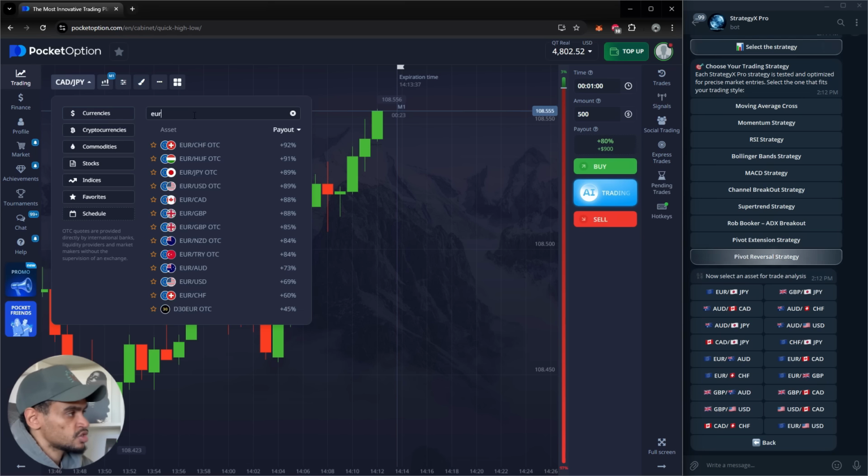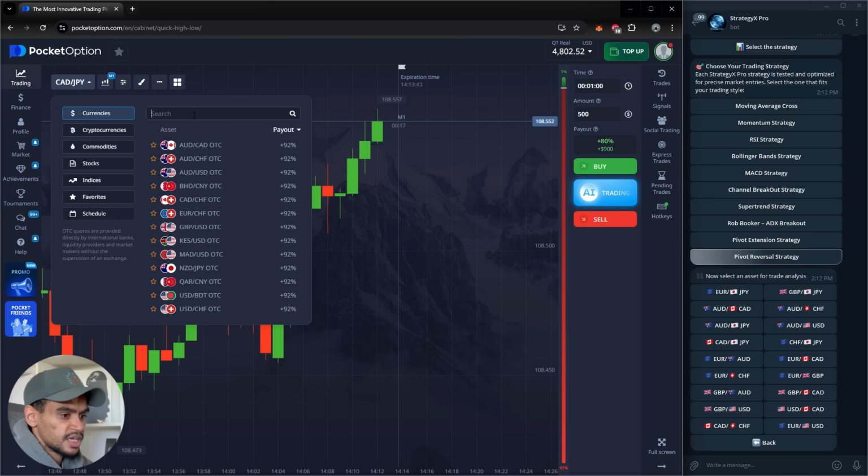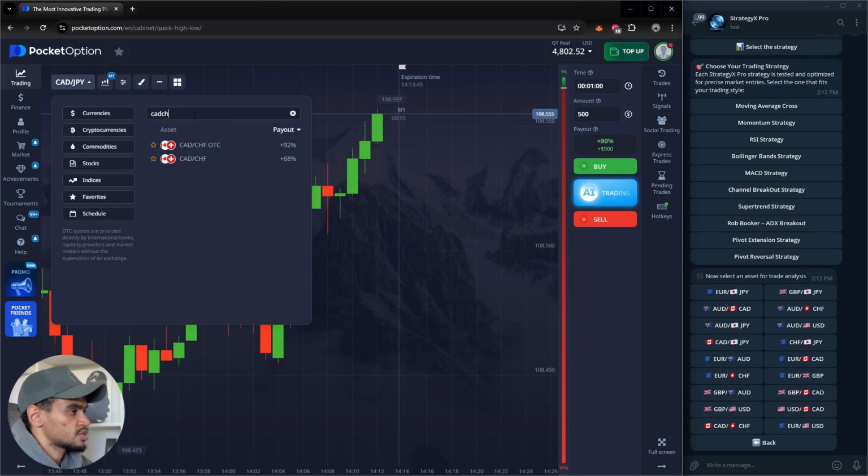We were in Canadian, Japanese yen, and now we are looking for something else that is also a good payout. So this is gonna take some time, I assume, because Friday market is no joke. As you can see, all the assets are below 80, which I don't want to trade on, but we want to really try and find something good.